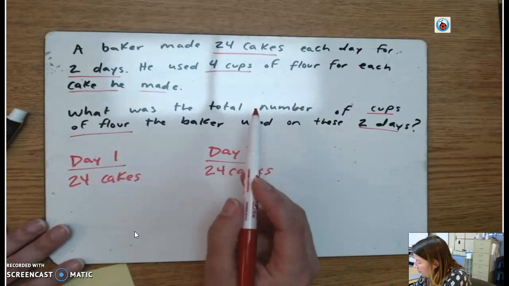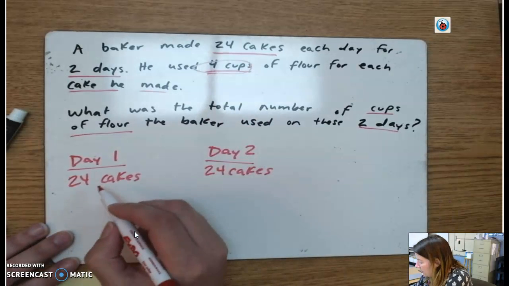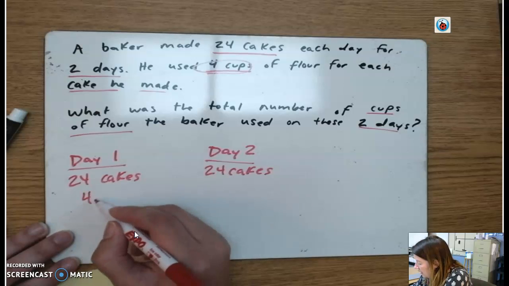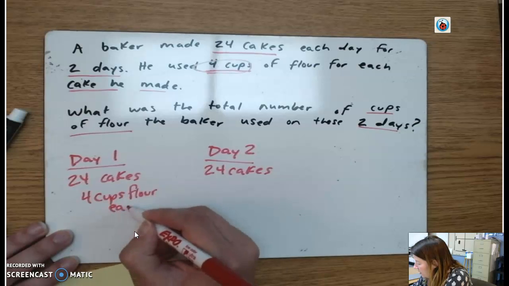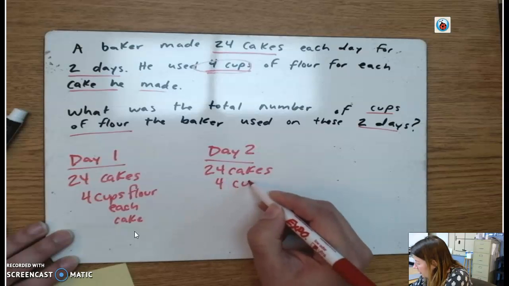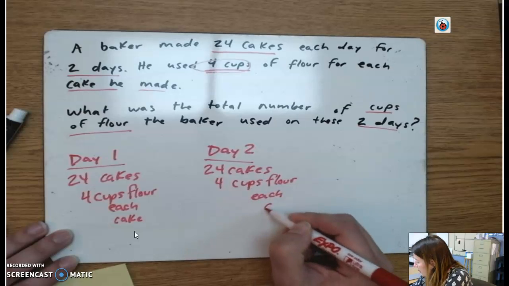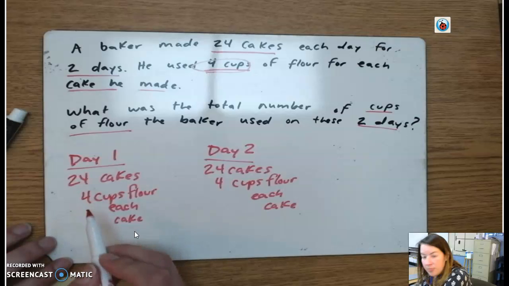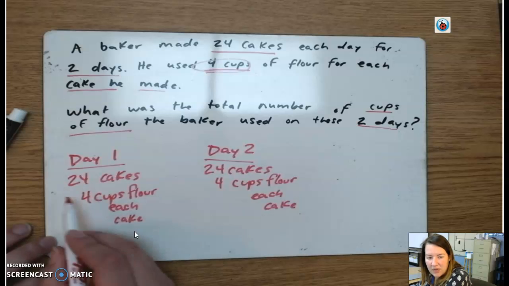And it says he used 4 cups of flour for each cake. So for one cake he made, let's say 4 cups of flour for each cake. Again, 4 cups of flour for each cake. So for the first cake it's 4 cups, the next cake, 4 cups, the next cake, 4 cups. So how many cups is that total?